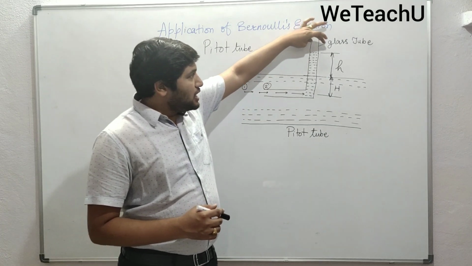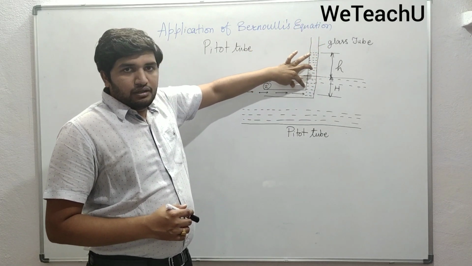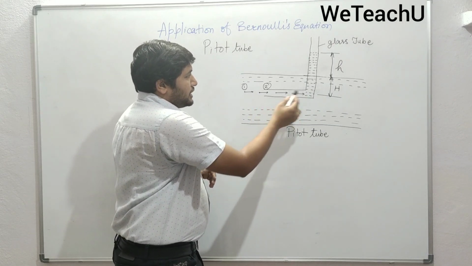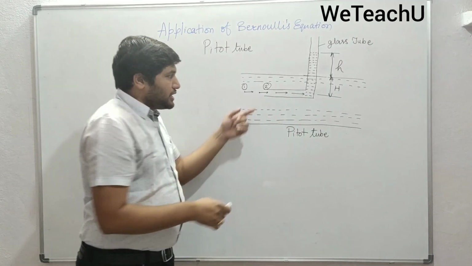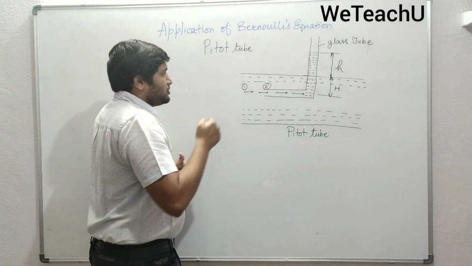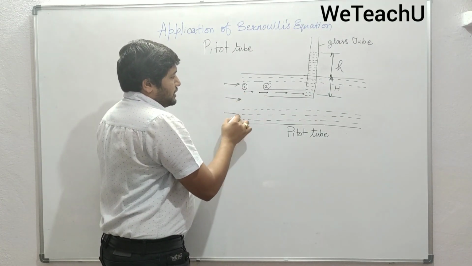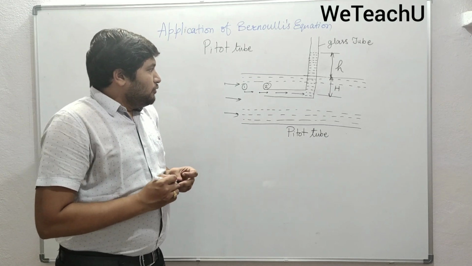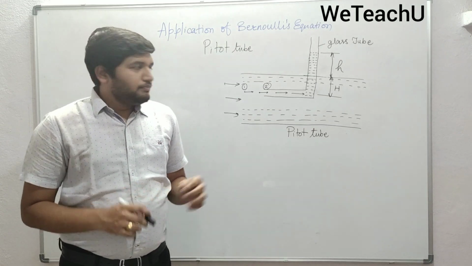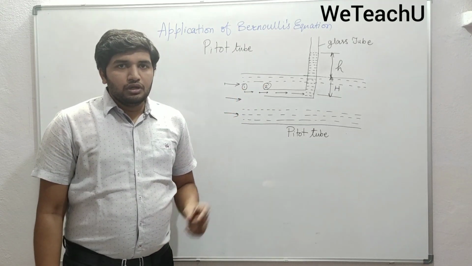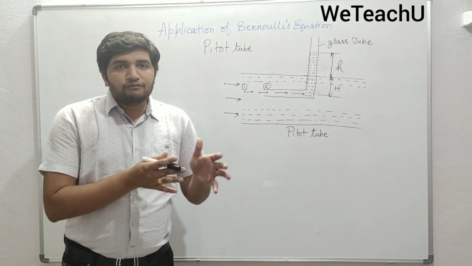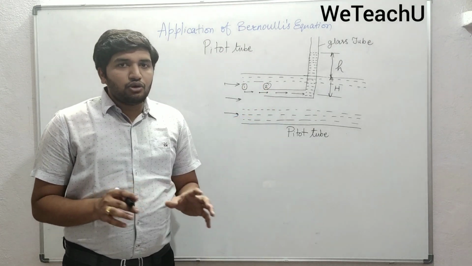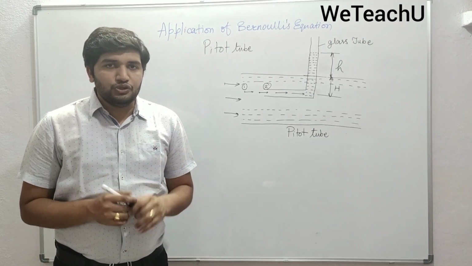Pitot tube consists of a glass tube which is bent at 90 degrees. Okay, and the lower end of the glass tube is connected in the upstream direction, against the direction of flow. Now we have to consider 2 points, point 1 and point 2. Point 1 is far away from the pitot tube end and point 2 is at the end of the pitot tube or at the glass tube.